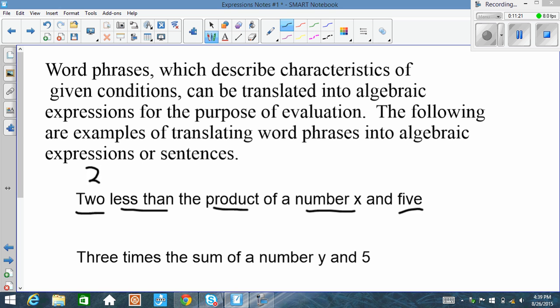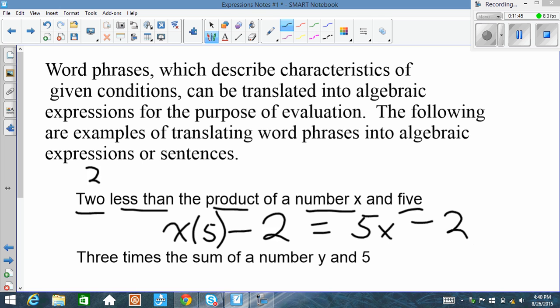Less than is a special thing that you've already learned, so that means it goes last. So 2 less than, so subtract 2 from the end. Product means multiplication of a number x and 5. So we have the number x times 5 is the product. Normally we write that as 5x first minus 2, but if we're strictly speaking, the x came first, so I would write that first, then the 5. But a lot of times we just go from there.